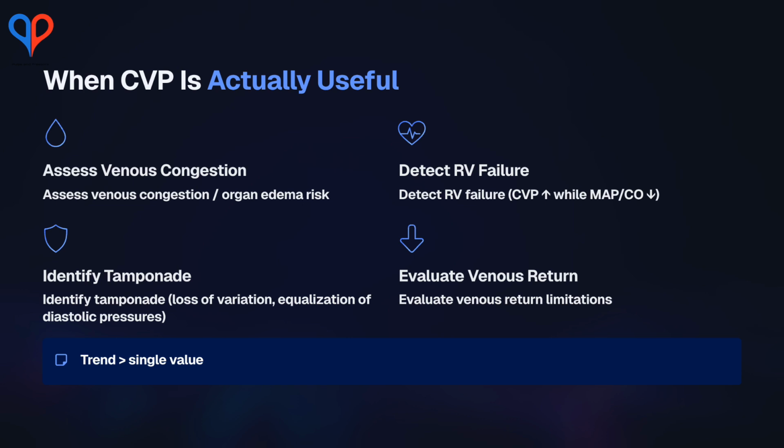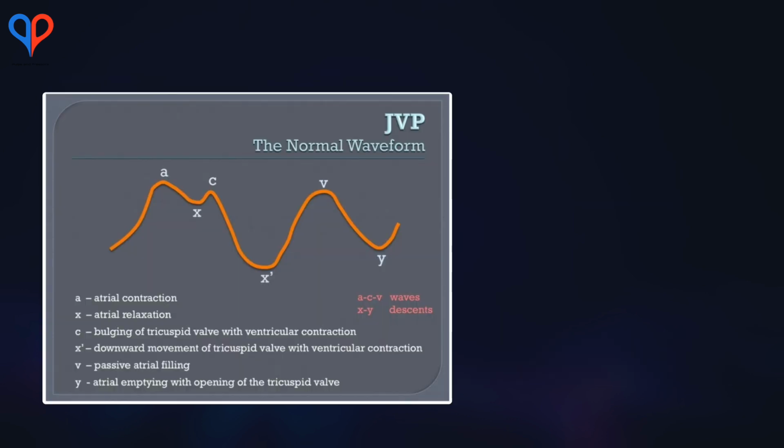A rising CVP with falling cardiac output, or MAP, strongly suggests right ventricular failure. A sudden rise with loss of respiratory variation points toward tamponade. CVP is also useful in evaluating venous return limitations such as massive PE or severe pulmonary hypertension. Most importantly, the trend of CVP is far more informative than any absolute number. The CVP waveform is the true diagnostic treasure.